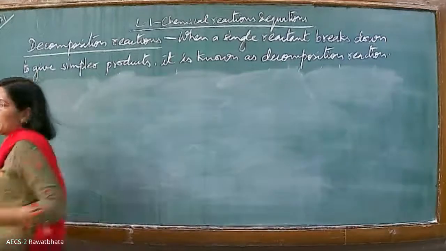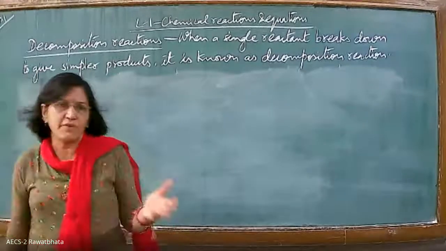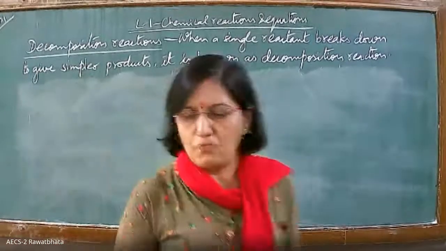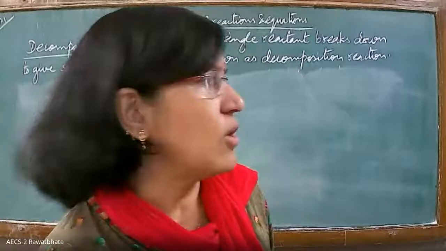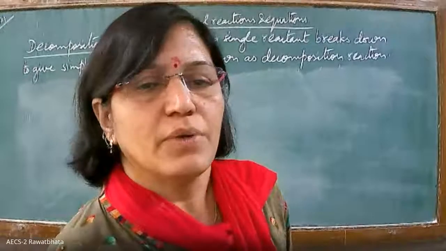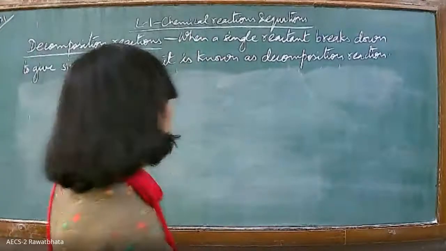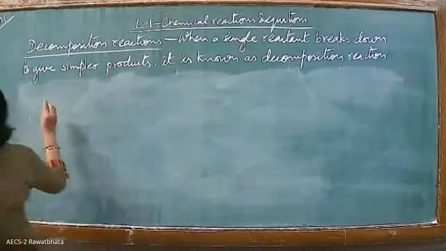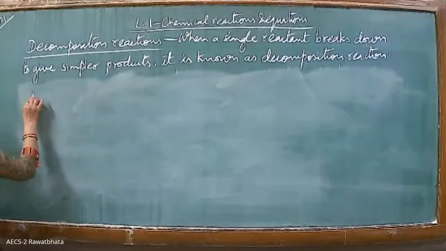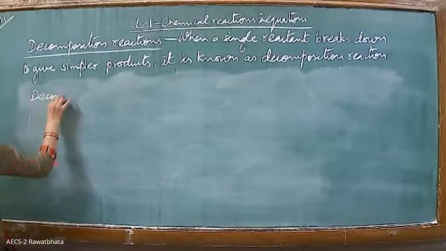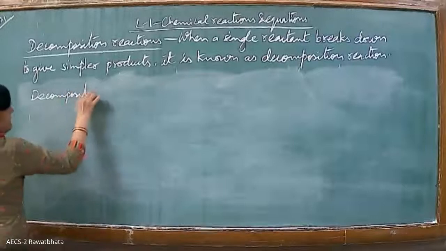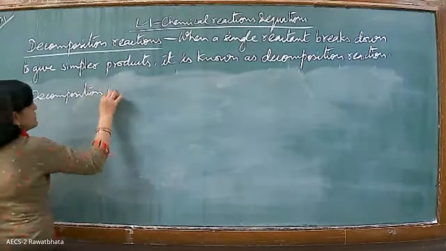As per our textbook, that is activity number 1.7. But in that activity, they have not given the equations. Equations are not mentioned in that. Okay? And here we are going to write down the equations also for that. The second method is decomposition by electricity.